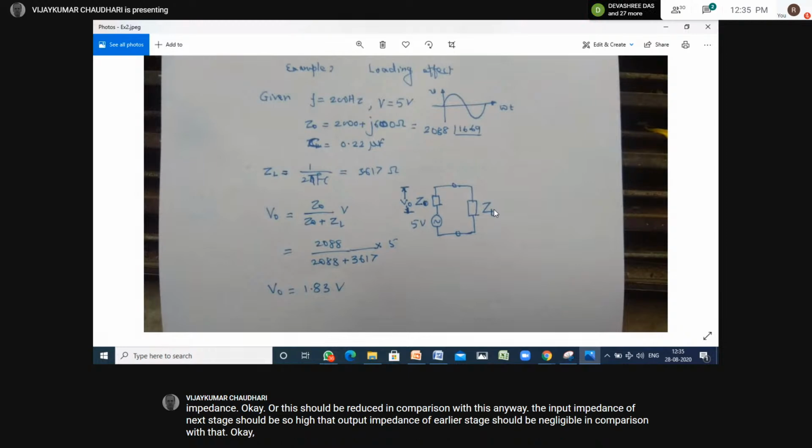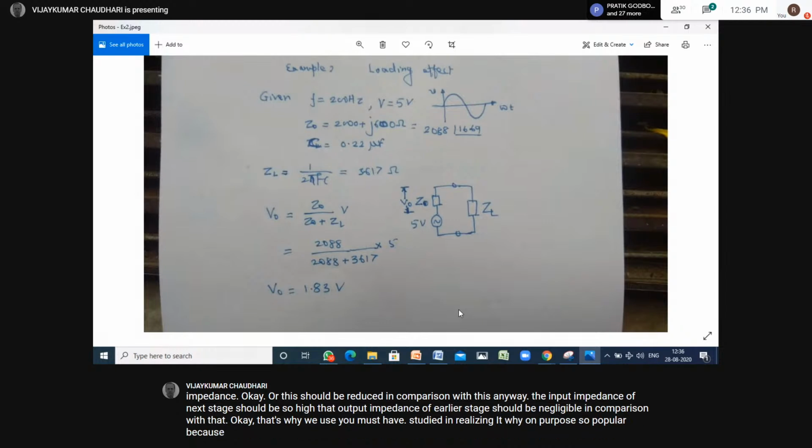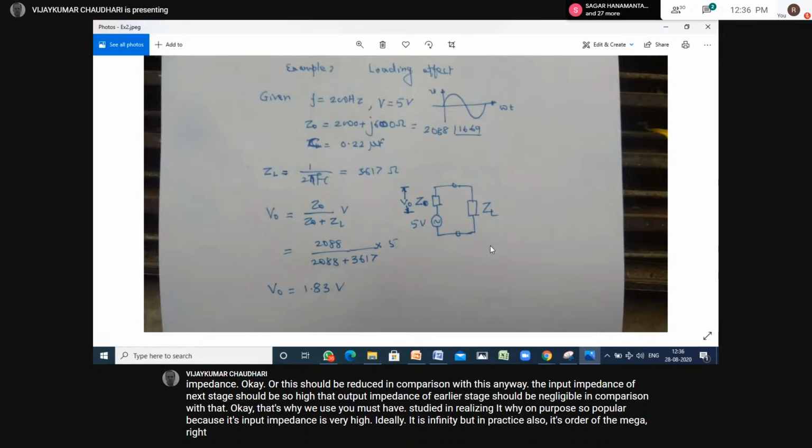That's why we use, you must have studied in DLIC, op-amp. Why is op-amp so popular? Because its input impedance is very high. Ideally it is infinity, but in practice also it's of the order of mega ohms, right? So that's why it is popular, because whatever is the input impedance of the device connected to its input terminals, the input impedance of op-amp being very high, the earlier stage output impedance becomes negligible in that case, and loading will not occur. Is it clear?